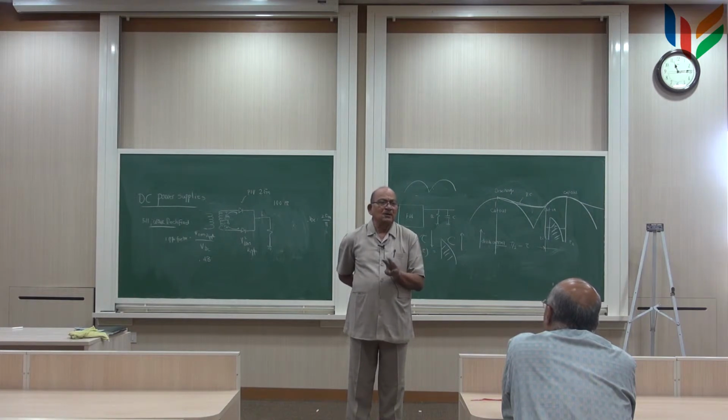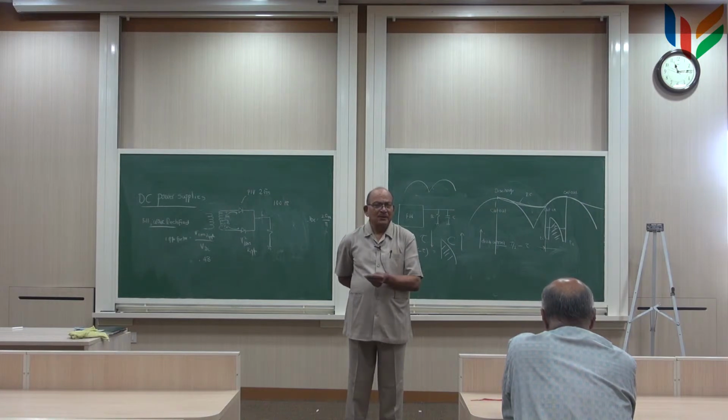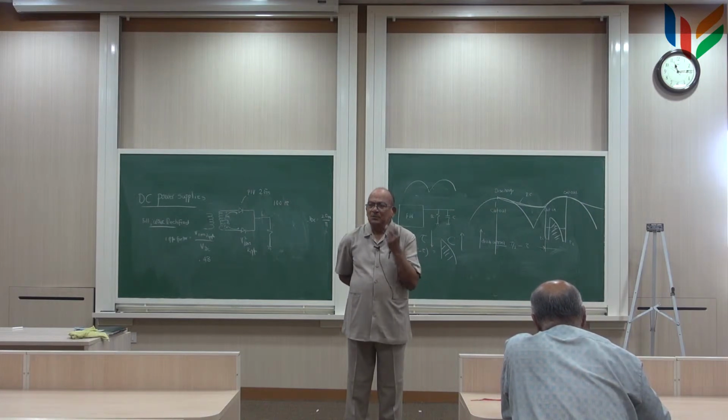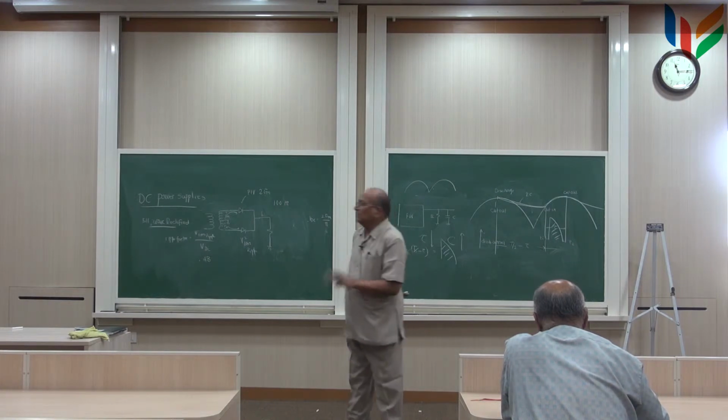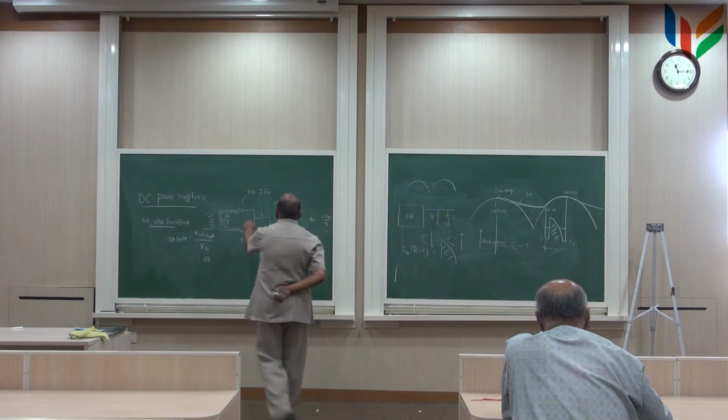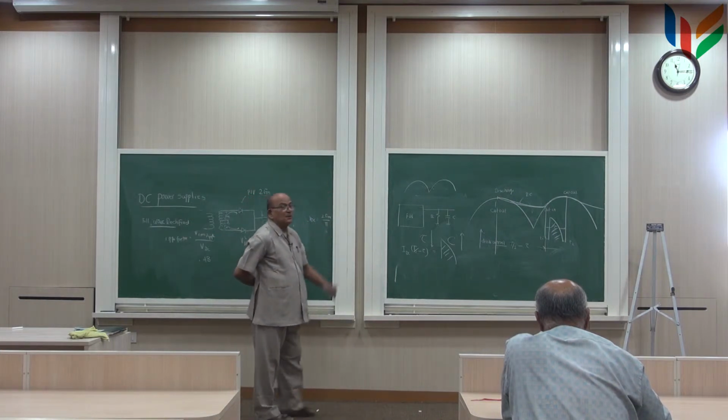So there are three specifications for a diode. One is how much DC current you are drawing out of it, the second is how much is the peak current demand on it, and the third is how much is the PIV. All three specifications have to be given when you are choosing these diodes in the bridge rectifier.